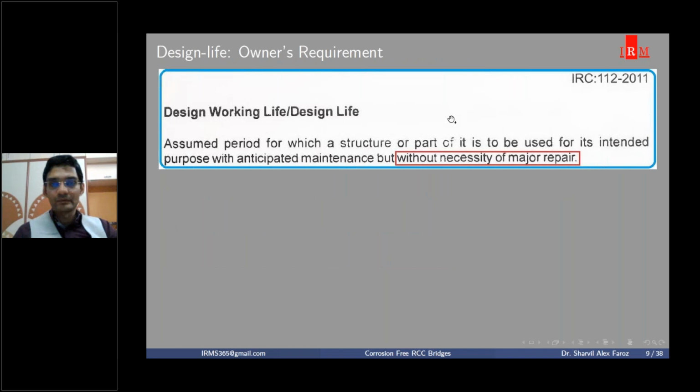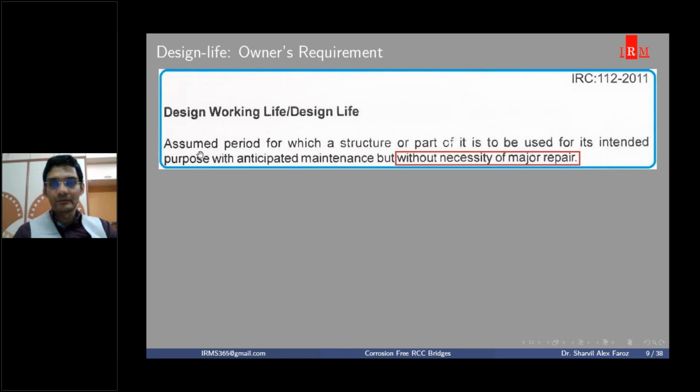As I told you, first we need to have a discussion with the asset owner or the metro agency about what the design life is. How do we define a design life? So I go back to the IRC guidelines. IRC 112, you are aware that this is used for bridge design. In this code, a beautiful definition of design service life is given.